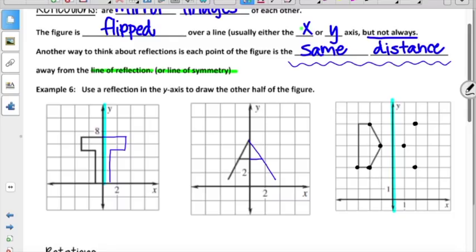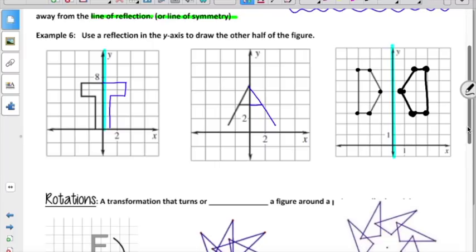Okay, the next one we're going to talk about are the rotations. A rotation is a transformation that turns or spins a figure around a point. Point of rotation, it's sometimes called. So if we look at our first example, we have the letter F, and we see that it is spinning to the right, so clockwise, the same direction.